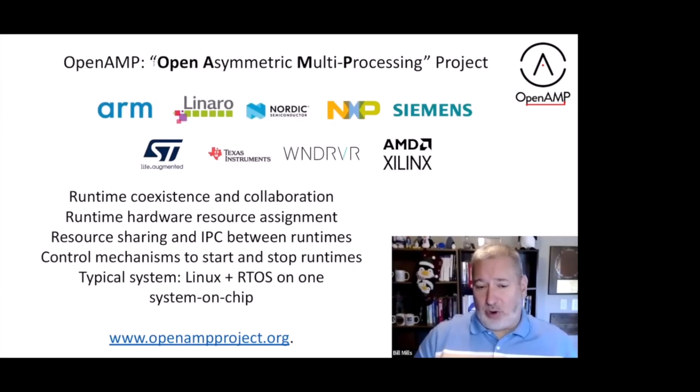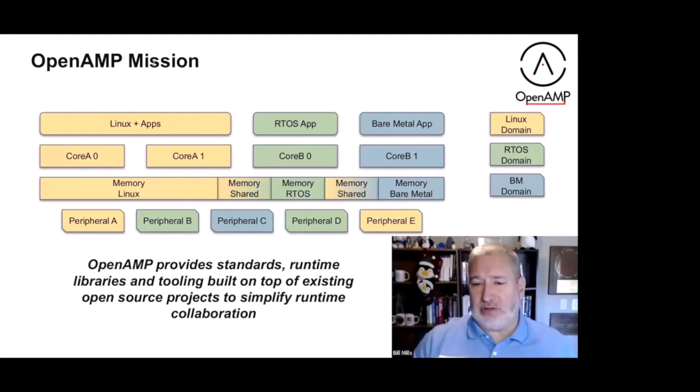So OpenAMP works on a number of different areas of IPC and resource sharing, but we'll talk about that in the next slide. So this is the mission. This is the typical layout of an AMP type system that OpenAMP would be addressing. So you have a couple of cores over here on the left running Linux, and that's in an SMP type system, in an SMP way.